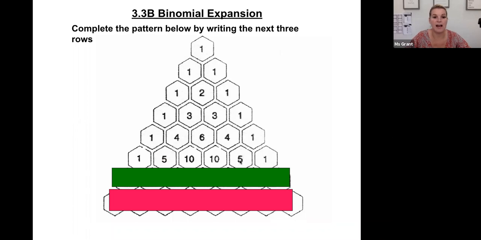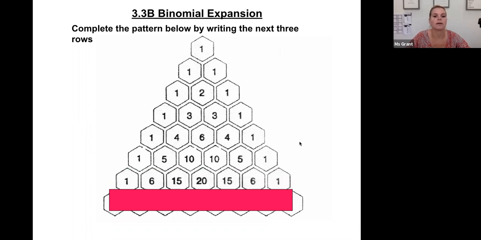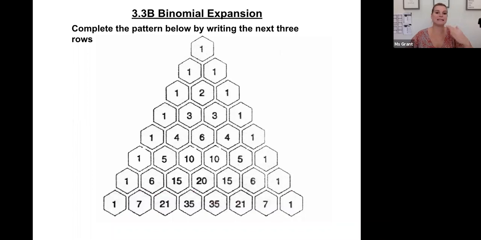but in between the 5 came from 4 plus 1. This 10 came from 6 plus 4. This 10 came from 4 plus 6. Okay. The next row is like the 5 plus 10 added up, 10 plus 10 added up. And here's the last row, but this is definitely not the last row of the triangle.